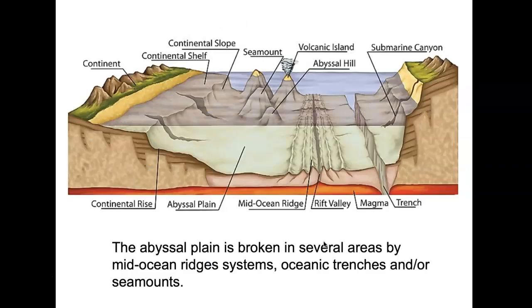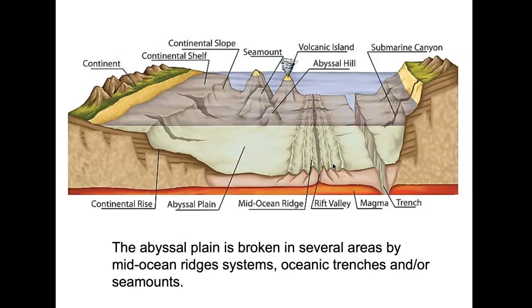And remember that it's relatively flat, but not totally flat, right? Because it is broken up in several areas by things like our mid-oceanic ridges, or we have our oceanic trenches. So we'll have trenches where we have subduction zones. We can also have underwater seamounts or volcanic islands. So there are many different things that can break up this abyssal plain. The abyssal plain we once thought was just completely flat, and now we know that's not the case.